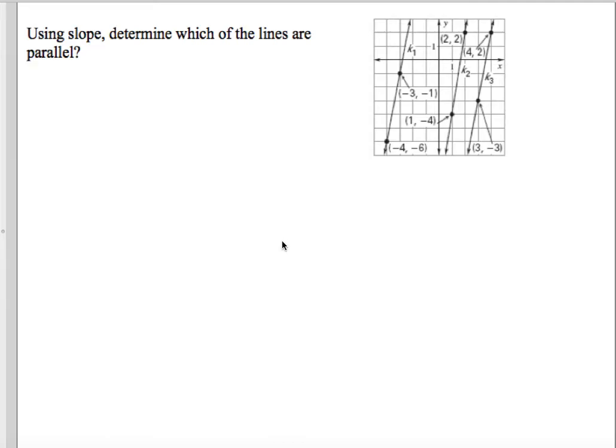It says using slope, determine which of the lines are parallel. So they want us to find the slopes of these lines here and see if any of them are possibly parallel. I'm going to count the slopes. They've called them K1, K2, K3. So line K1 is this first one, and they have 2 points on here, so I'm just going to use these 2 points as I'm calculating the slope. And I'm just going to use the rise and the run right now. It's going up 1, 2, 3, 4, 5, and over 1. Slope is 5 over 1, or 5.